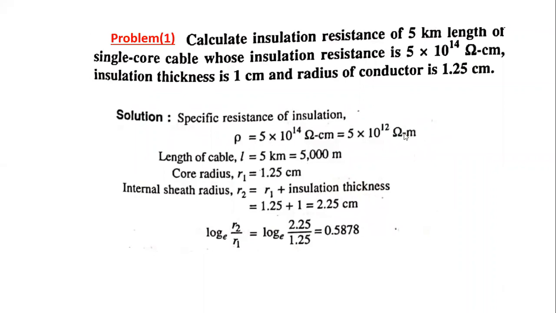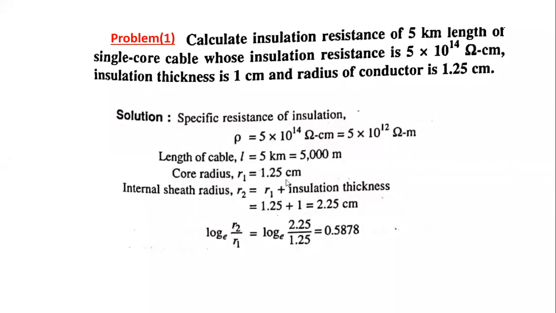Then it will be converted into meters, because the length is given in meters. So the specific resistance is also converted into meters. Therefore, the specific resistance rho is equal to 5 into 10 power 12 ohm meter. And the length of the cable is 5 kilometers, that is 5,000 meters.